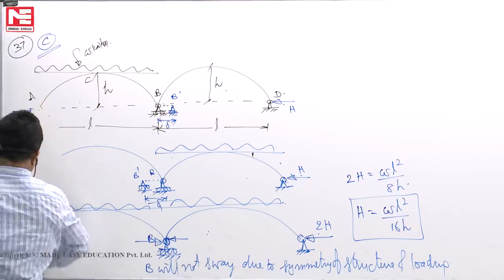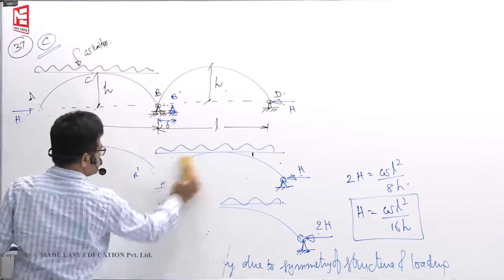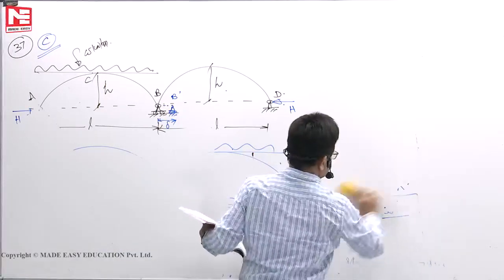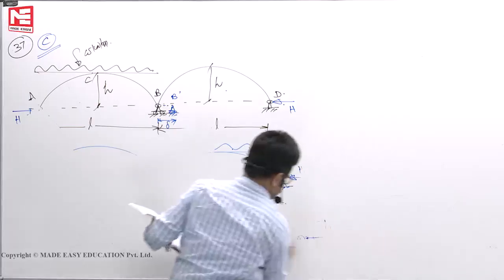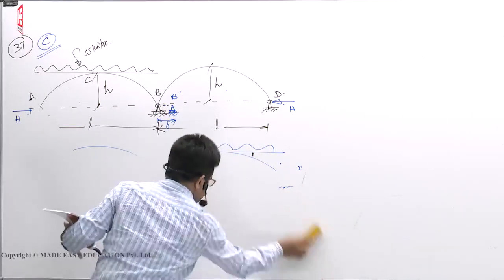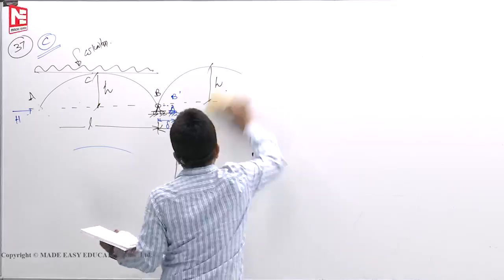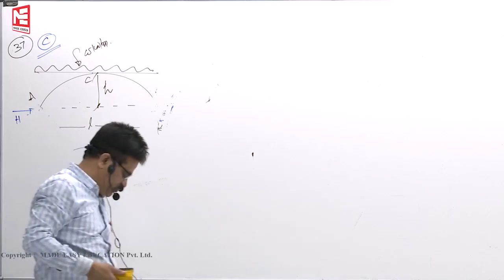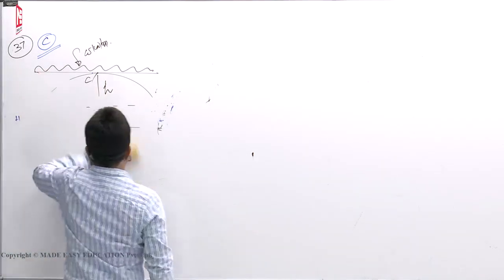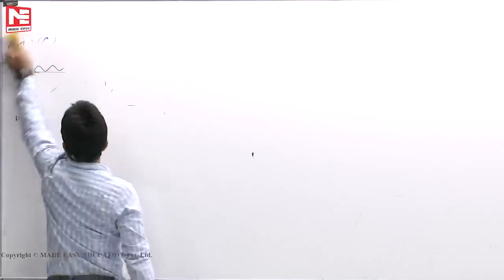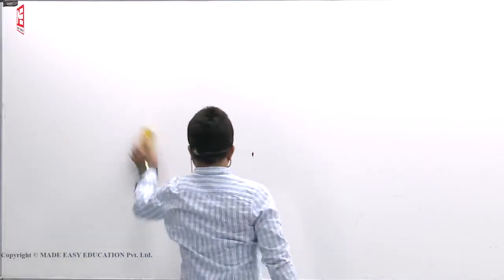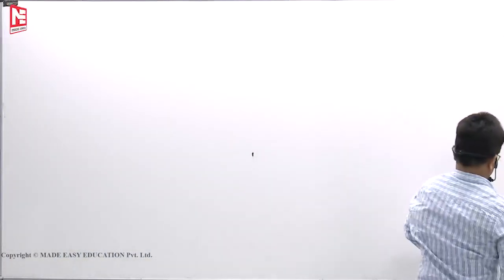I remove this one. So this is from the case of when both spans are loaded. If you know that, then half of that will be the one span loaded value. 38th question is same as 36th one. So same answer, 2 and 3 only, D is the option.